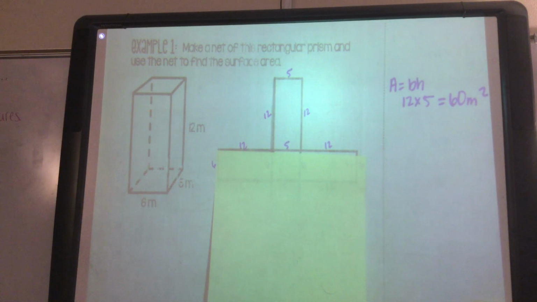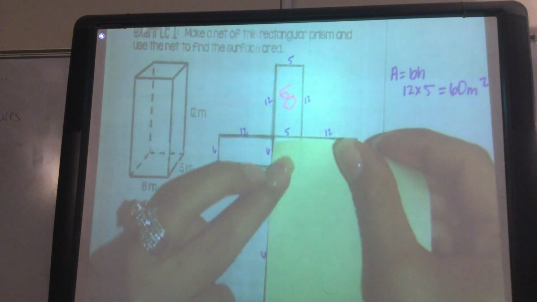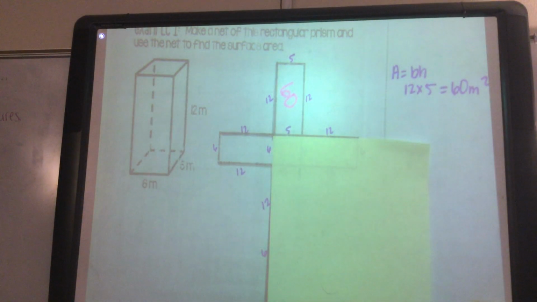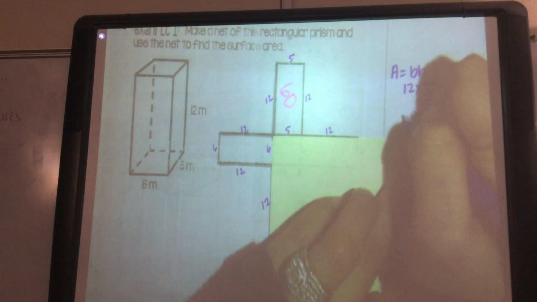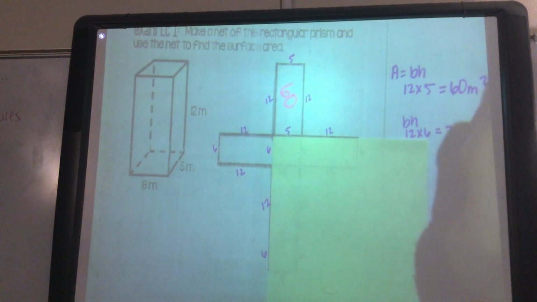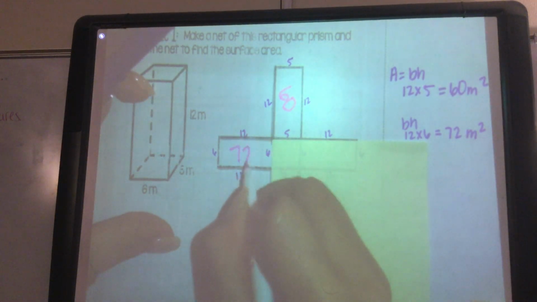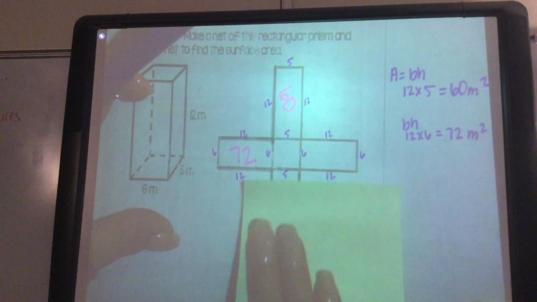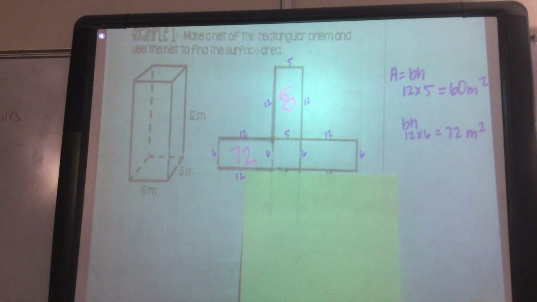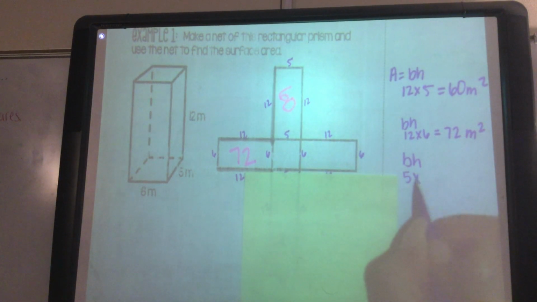Then we have rectangles in the middle. We have the base of 12 and the height of 6, so we're going to do 12 times 6. And 12 times 6 is 72 meters squared. So we can fill that in and go to the next rectangle. It's very similar to composite figures. This particular figure has the base of 5 and the height of 6. So we're going to do 5 times 6, which is 30.